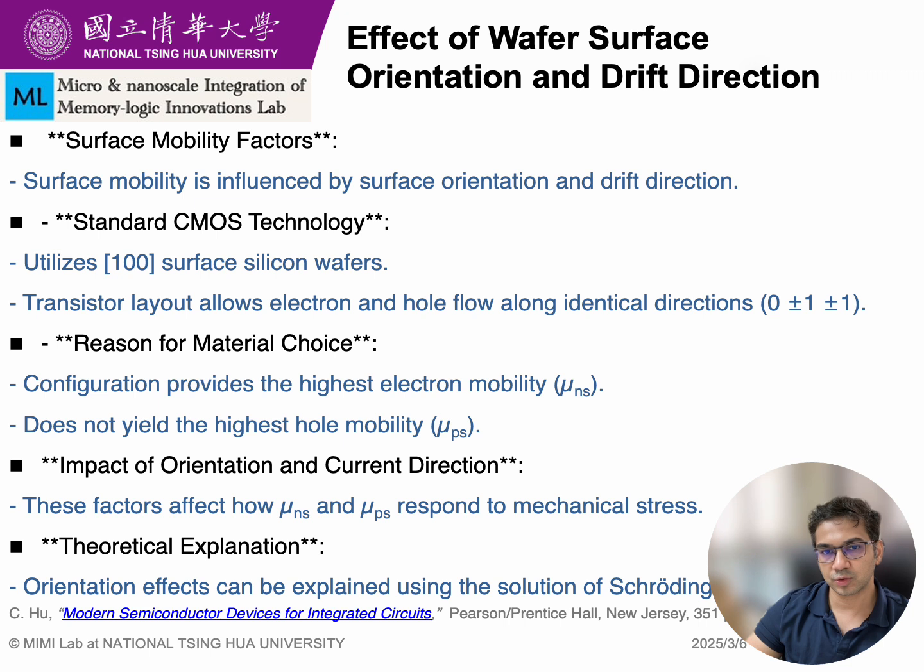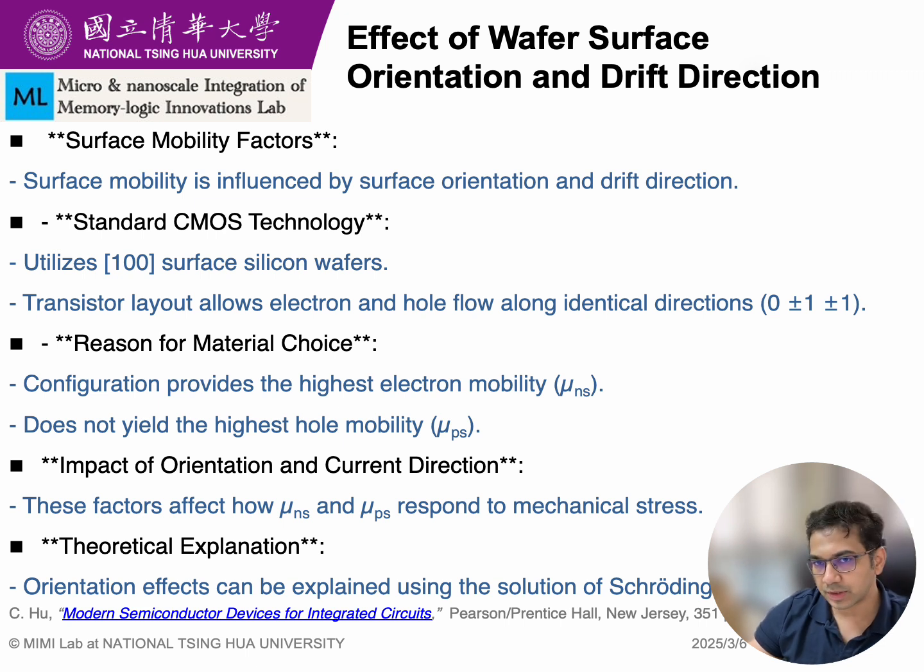It's like choosing the smoothest track for our electrons, and we do not only care about the surface, we also care about the directions our electrons and holes are moving. In our chips we design transistors so that both electrons and holes flow in the same direction, what we call the 0-1-1 direction. It's like making sure that everyone is in the same lane.